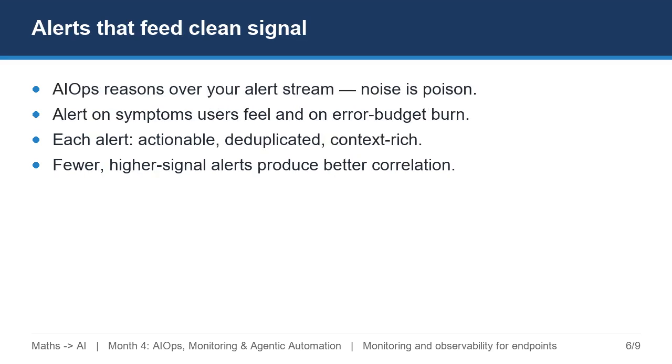Because AIOps reasons over your alert stream, noise is poison. Alert on symptoms users actually feel, and on error budget burn, not on every transient blip. Each alert should be actionable, deduplicated, and carry enough context for both a human and an AI to triage it. Tune aggressively. Fewer, higher signal alerts produce better correlation and stop your team learning to ignore the pager.